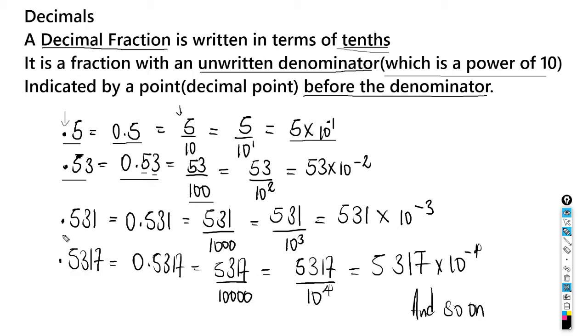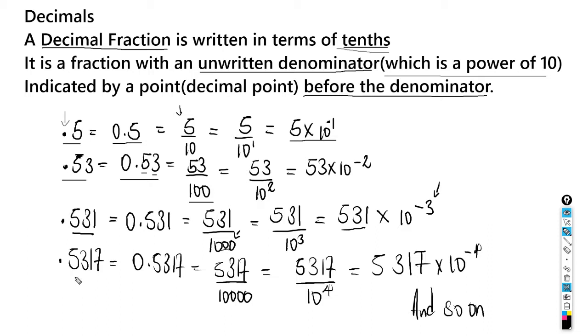Then the next one, there are three decimal places. So it's 0.531, so it's 531 over 1000. Notice that the decimal places match the number of zeros in the denominator. Then it's 531 over 10 to the 3, which is the same thing as 531 multiplied by 10 to the minus 3.